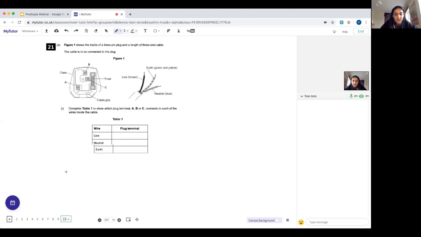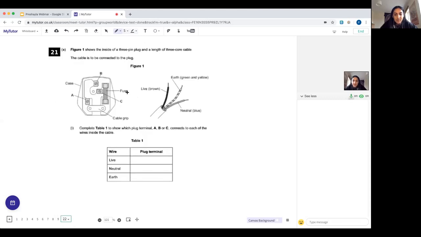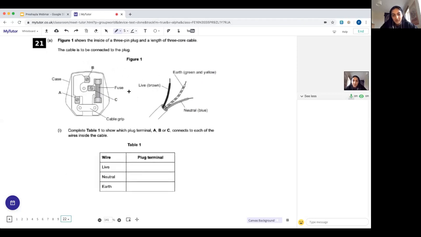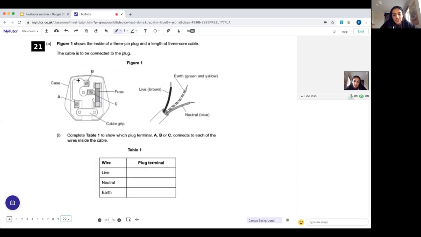Okay, so here, this is about the wiring of a plug and which wire goes to which point on the plug. So which one does the live go to, A, B or C? Which one does the earth go to, A, B or C? Or which one does the neutral go to, A, B or C? So I'll give you a minute to think about what that might be.